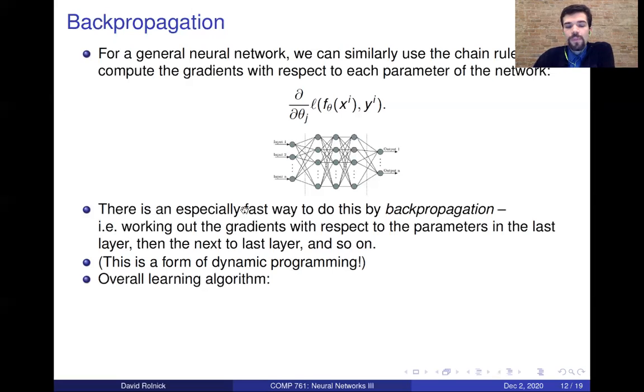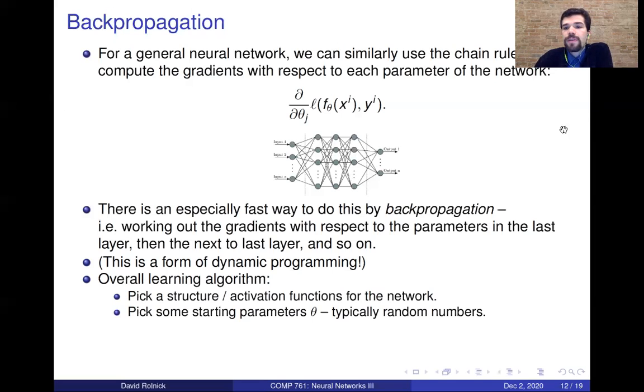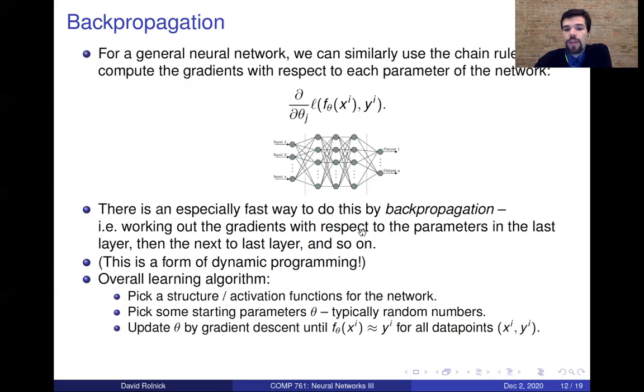Okay. So again, the overall learning algorithm is we pick a structure and activation functions for the network. We pick some starting parameters. This is always how it works in gradient descent. Pick some starting place. Typically, that's random. And there are all kinds of good ways to choose how to randomly initialize your network. You update the weights and biases by gradient descent until you have your output being approximately your input for all of the data points. This is a huge simplification, but this is basically how deep learning works.